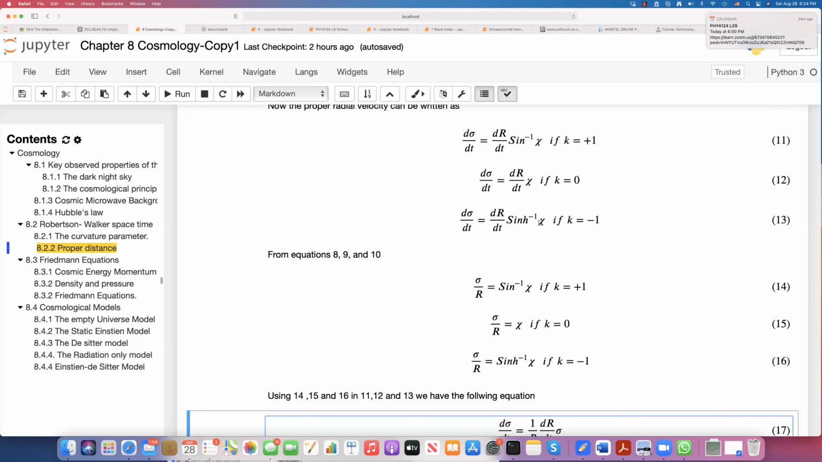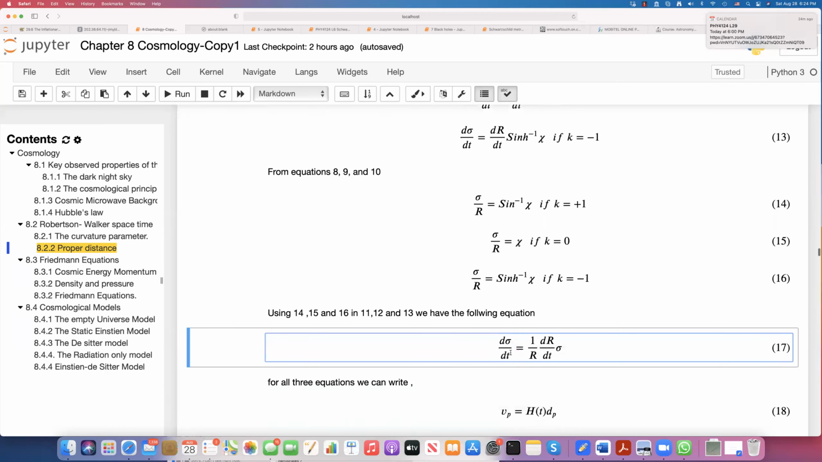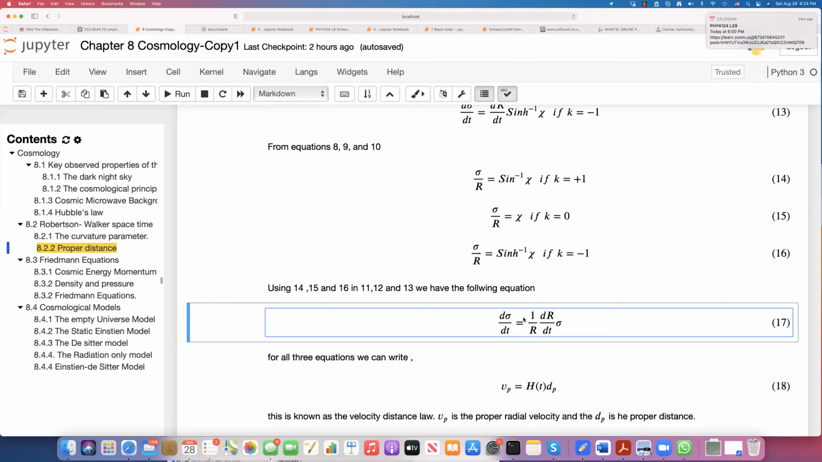And here also for this one, you have to plug sigma over r, because all three values are the same here. And that will lead you to just one equation, that is this equation right here, right? Now you can write this particular equation in another way. And the standard way of writing this is, for the d sigma over dt, that is the proper radial velocity. So that's how we define it. And we normally define it as Vp.